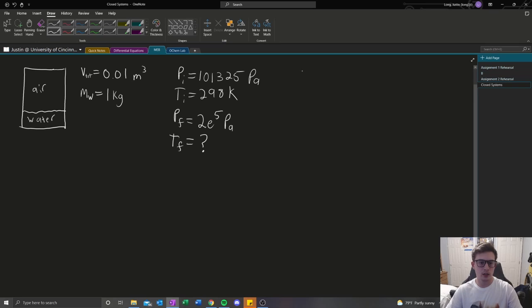It's given by initial pressure 101,325 pascals, initial temperature 298 Kelvin, so just ideal conditions. It's got a total volume of 0.01 meters cubed, and the mass of the water is 1 kilogram. And so our goal is to find out the temperature when we have a final pressure of 200,000 pascals.